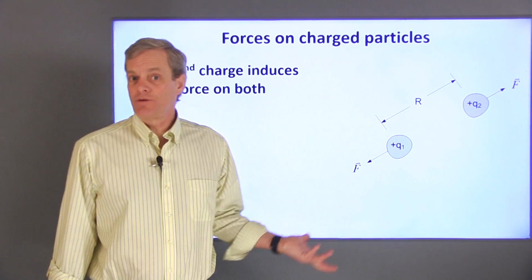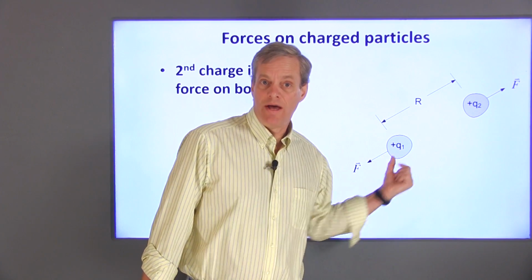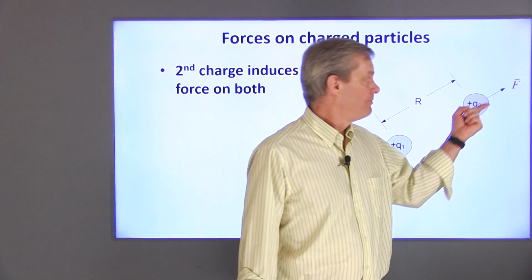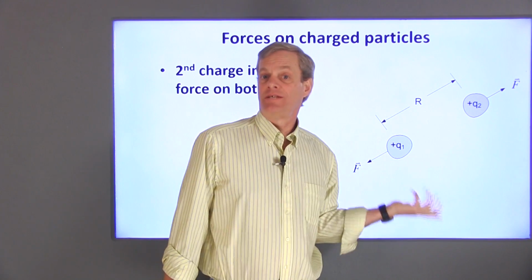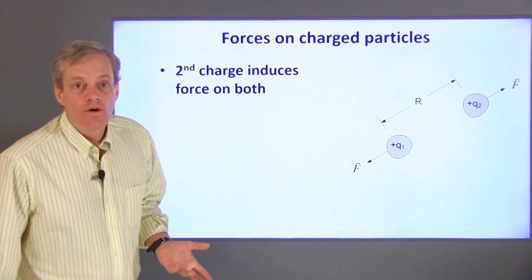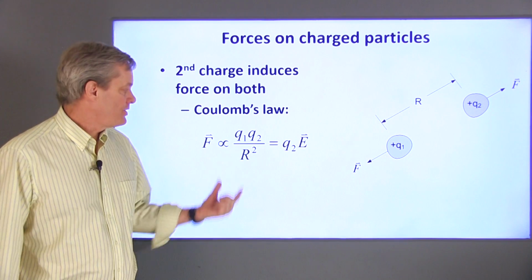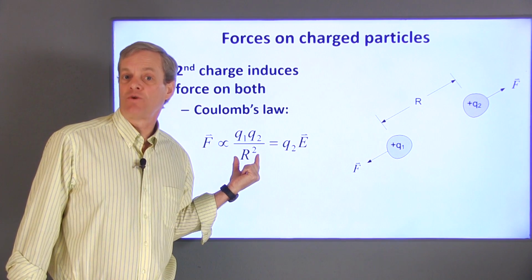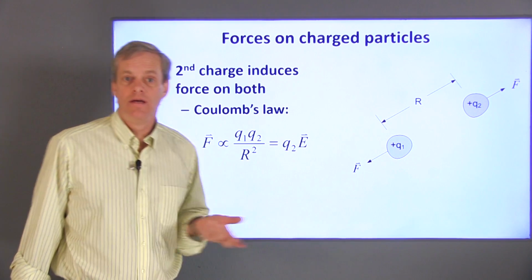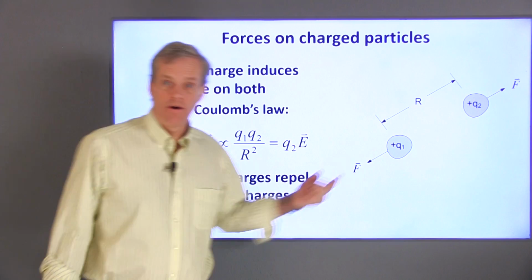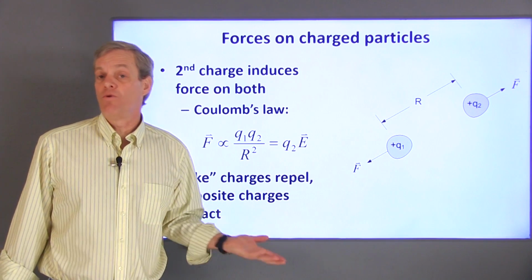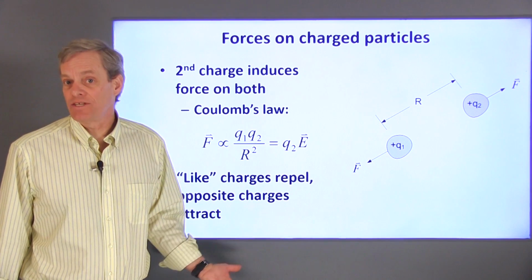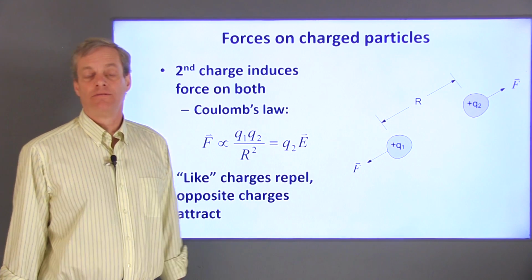As I mentioned, the electric field induced by a charge, Q1, will exert a force on other charges, say Q2, which are placed in its vicinity. An equal and opposite force is exerted on the original charge. Coulomb's law says that the forces on the charges are proportional to the product of the two charges and inversely proportional to the square of the distance between the charges. If, as shown here, the two charges are either both positive or both negative, the force repels the charges from one another. If the charges have opposite signs, the force attracts them to each other.